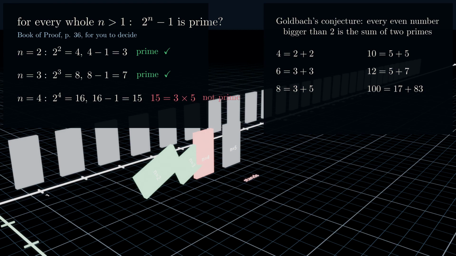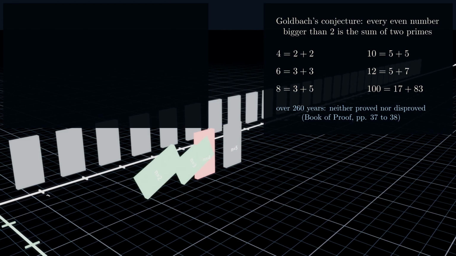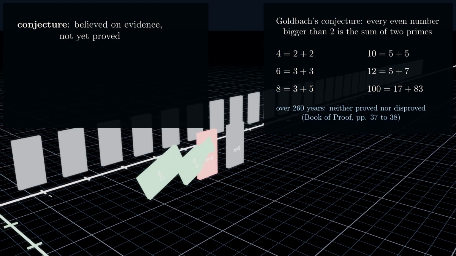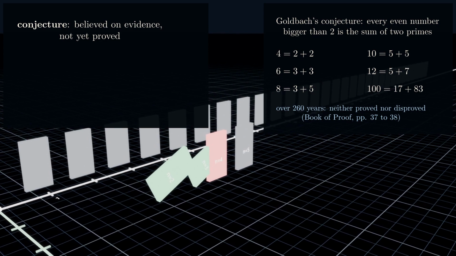Every even number you try works. Nobody has ever found one that fails. And yet, in more than 260 years, nobody has been able to prove it, so nobody may call it a theorem. Here are the words for this, and you should own them. A statement believed on evidence, but not yet proved, is a conjecture.